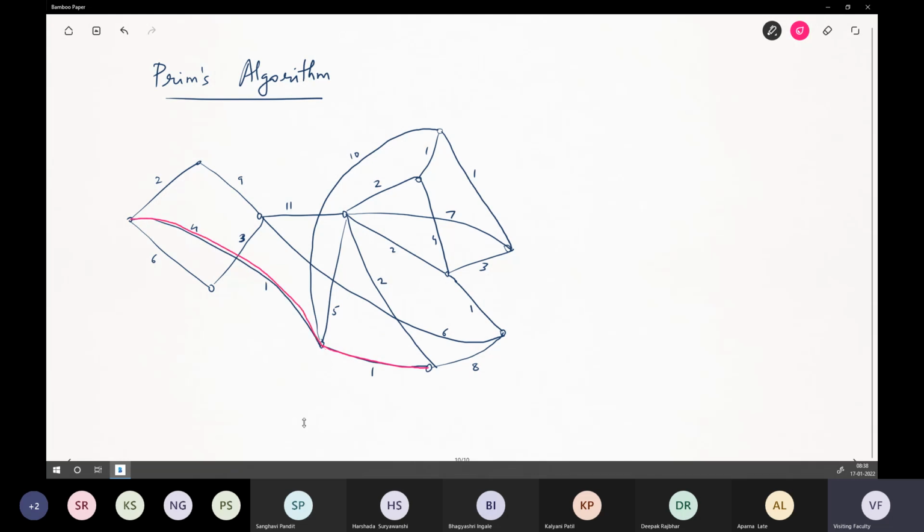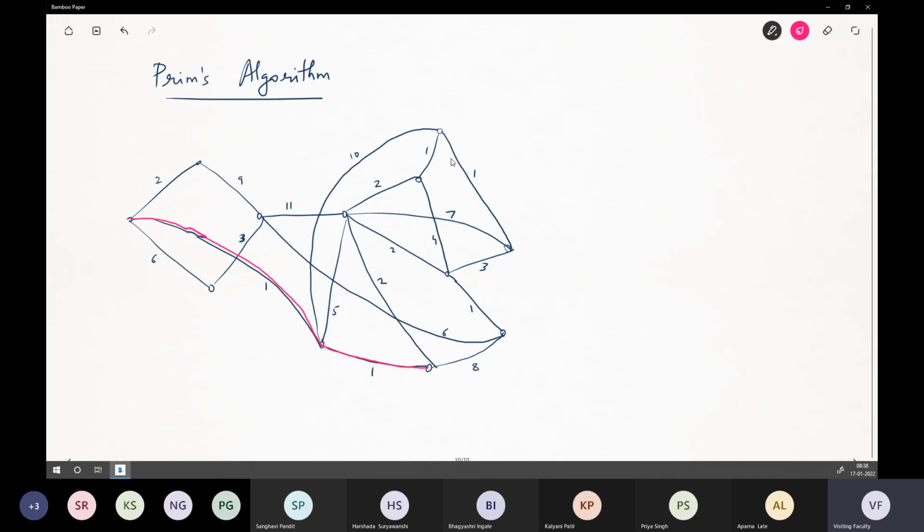Oh, sorry. I wrote a weight twice, so we don't have this weight. We only have weight 1. So this one. Now you have 2 edges.